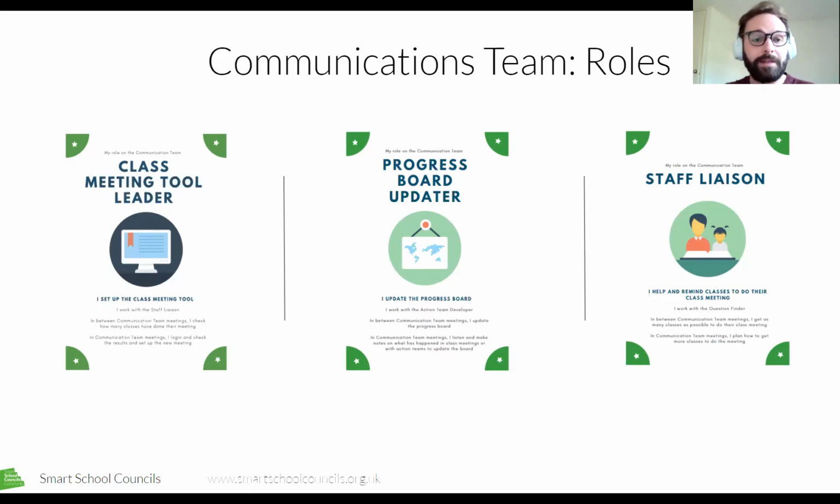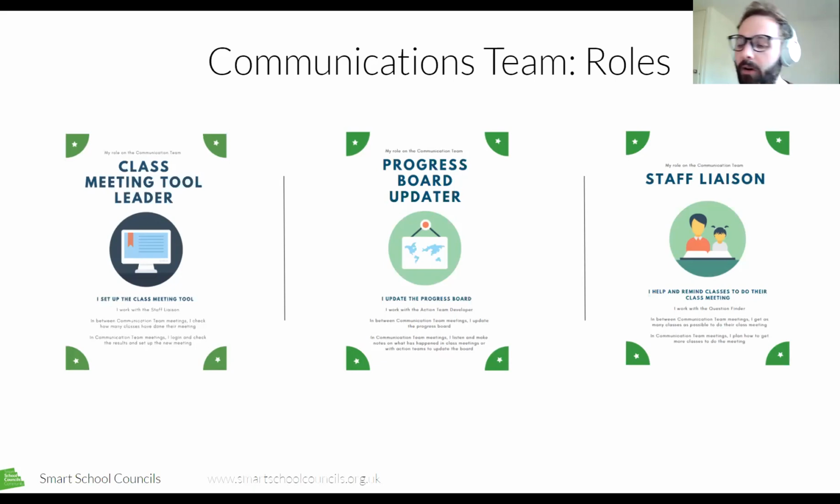So the class meeting tool leader, 1 or 2 students who's responsible for setting up the class meetings, however often you run them, putting the question in, attaching the images, and getting that link sent out to teachers. Somebody who updates the progress board, so this board that's very prominent in school, so that everybody knows where we're at with all of our different actions and all of our different outcomes from our meetings.